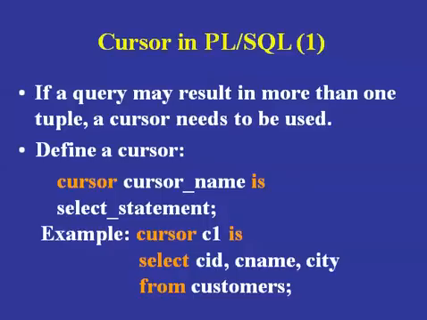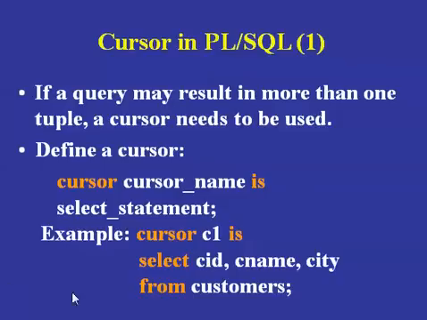Okay, so now in the first examples, I said that the programs we were doing, when we were doing the select statement, were just returning one answer. That means we were getting just one row as the answer. And then I asked, what if we get more than one tuple? Then we need a cursor.